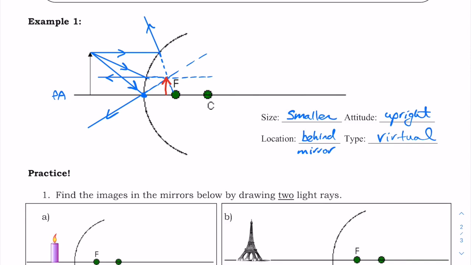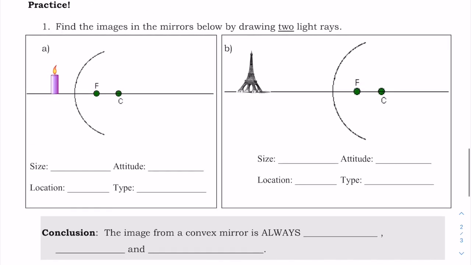Okay, let's try the next practice question. So we're going to find the images in the mirrors below by drawing just 2 light rays. In fact, you really only need 2 when you're doing these types of questions. I mean, 2 is more than enough, but definitely the more that you include, the more accurate your location of image will be. So let's go ahead and find the location of the candle in part A by drawing 2 light rays. For me personally, one of the light rays I like to draw is the one that is parallel to the principal axis, like so.